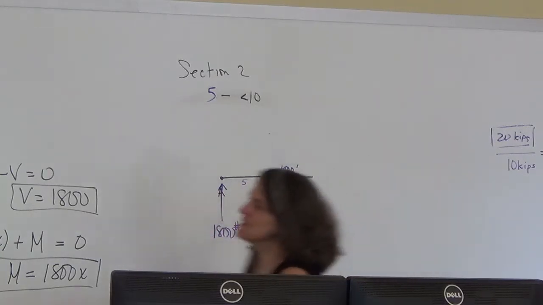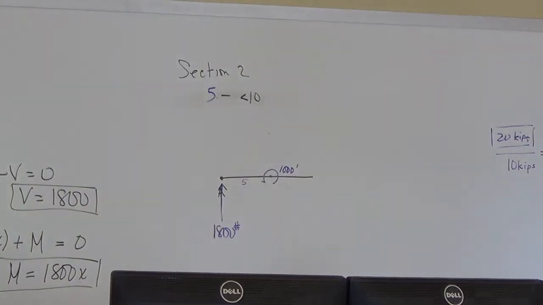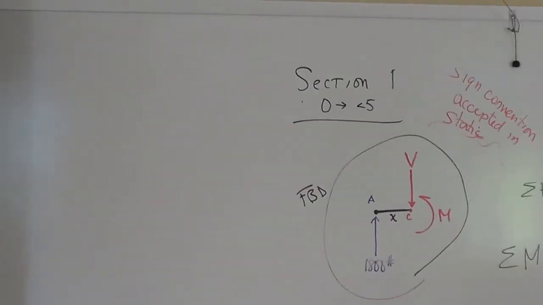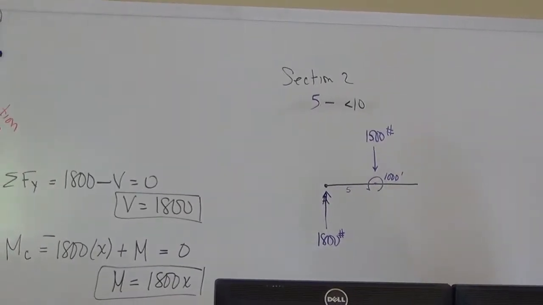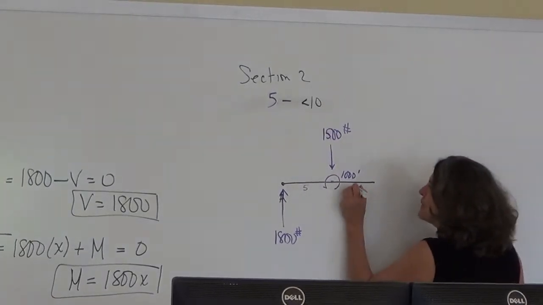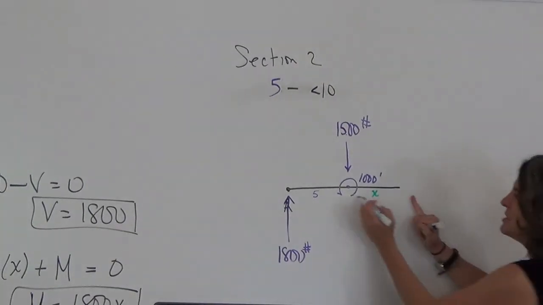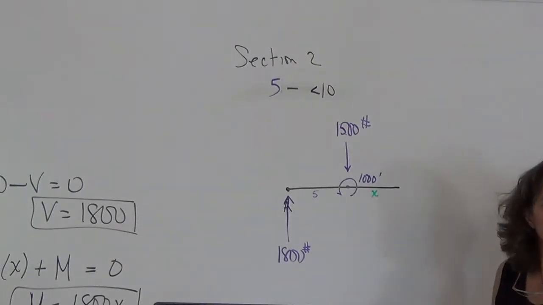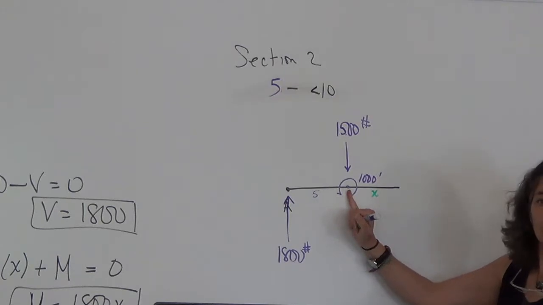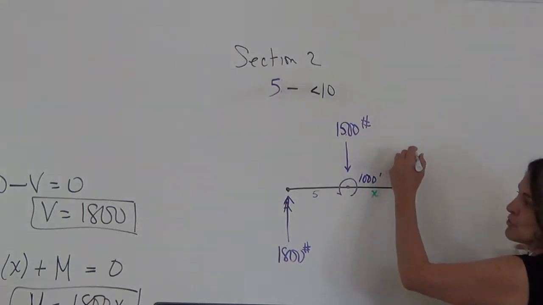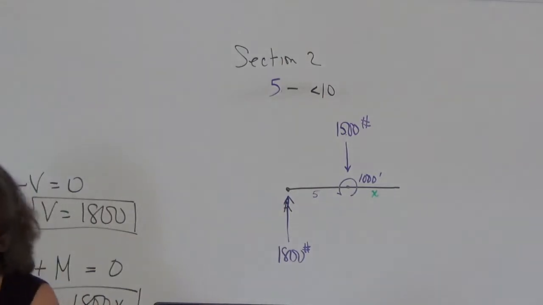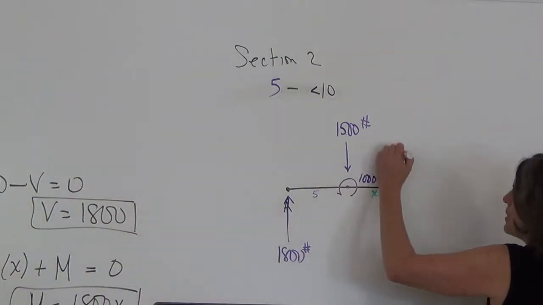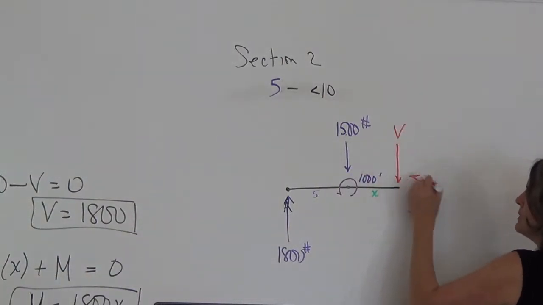So I'm drawing, because now I don't want to cut it here anymore on the beam. I want to cut it here in the second section. So I know all the information about the first section. This is 1,500, right? And now, this is where x is. x is this unknown distance here. So what does x go from? Okay? So then I have to draw my shear and my bending moment. Draw my V, and draw my moment.